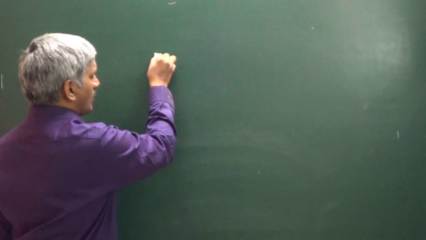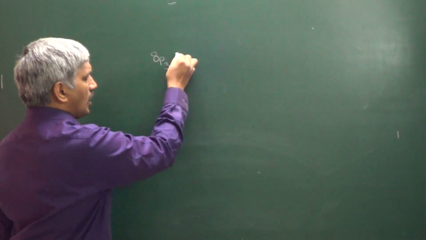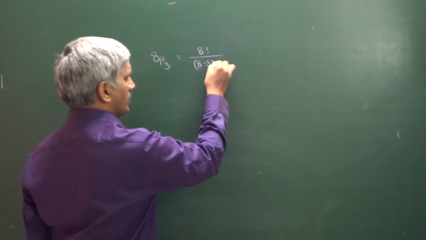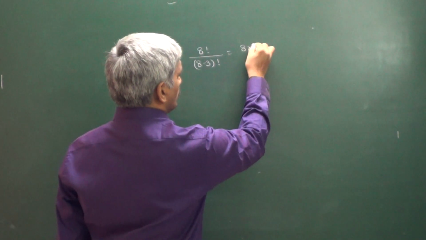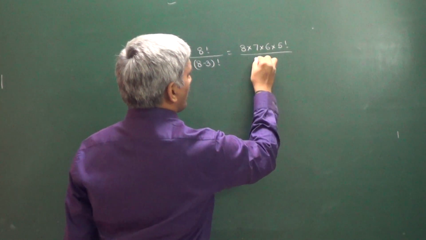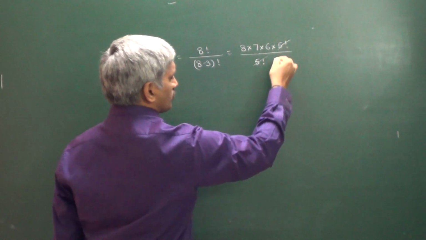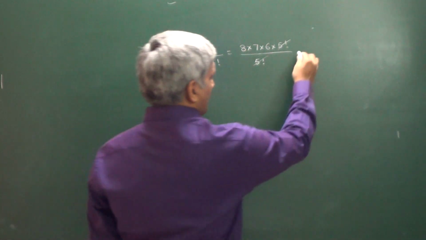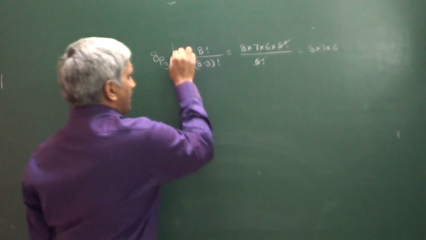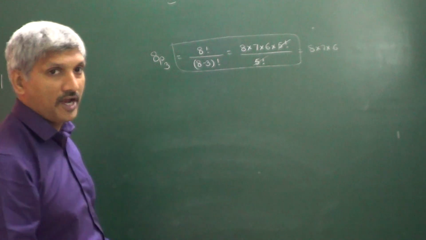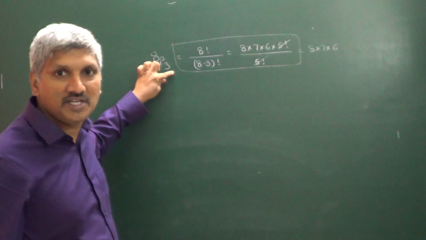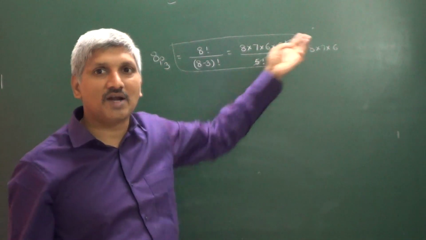Suppose you want to find out the value of 8P3. How to find it? 8 factorial divided by 8 minus 3 factorial. So that is nothing but 8 into 7 into 6 into 5 factorial divided by 5 factorial. Now 5 factorial cancels. We are getting 8 into 7 into 6. So from now onwards, no need to write these two steps. Directly we can write 8P3 means 8 into 7 into 6. 8P3 means starting from 8, 3 numbers multiplication.